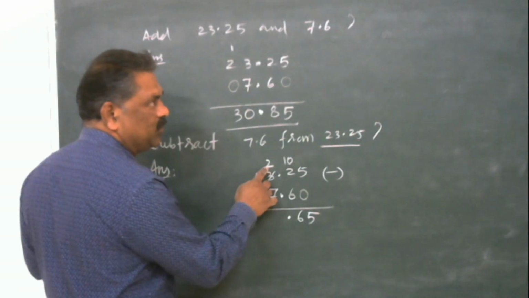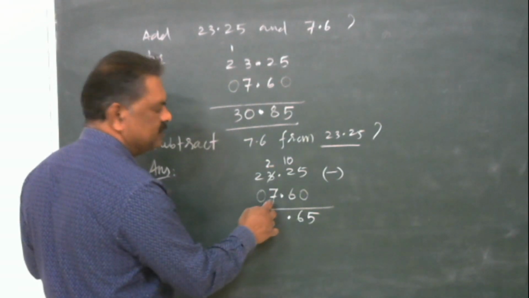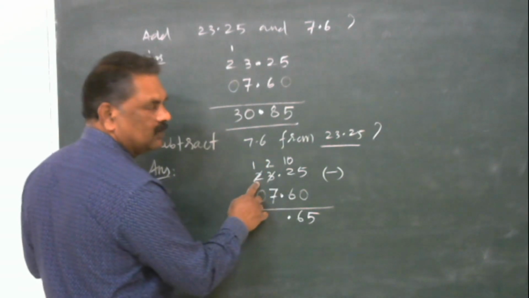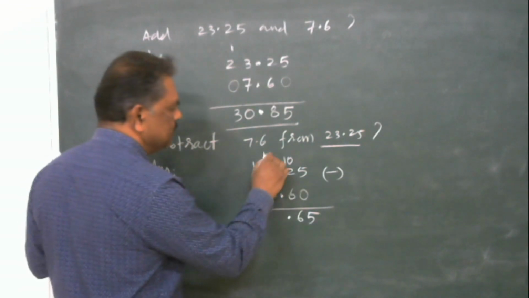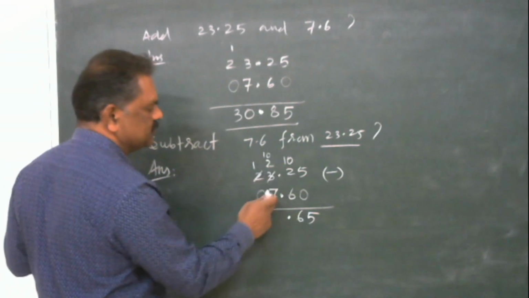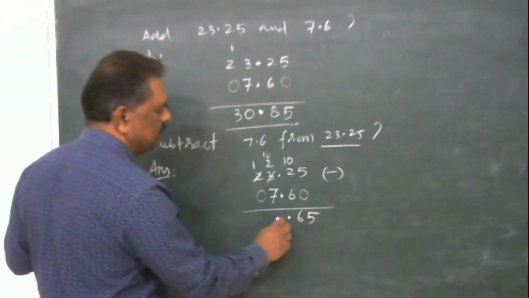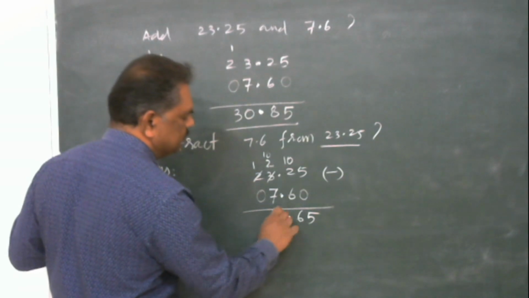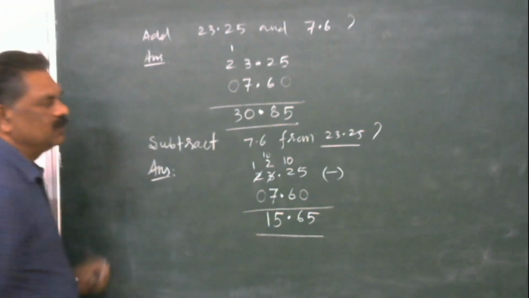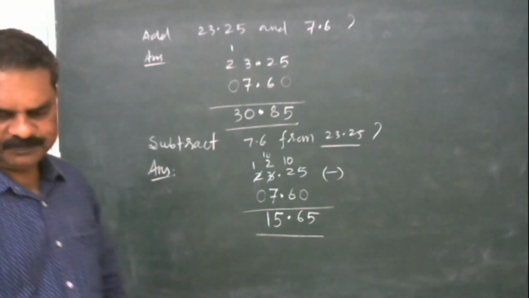So here 2 units are there, 7 units are there. We cannot take away 7 from 2. Again you take tens. 1 ten is equal to 10 units. So 10 plus 2, 12 units. Take out 7. Remaining how many units will be there? 5. And 1 ten will be there. This is how you need to subtract 2 decimals.